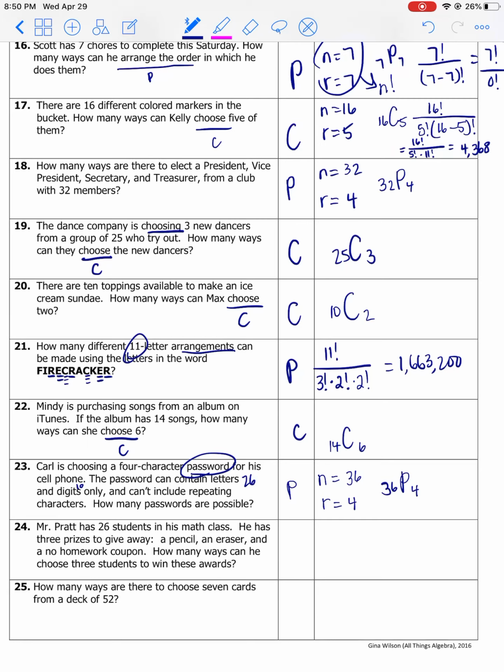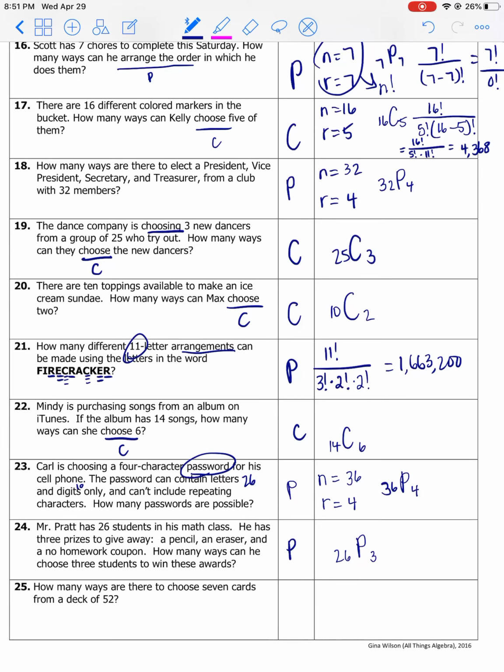But these 3 things are different. A pencil, an eraser, and a no homework coupon are very different things. And if you win the no homework coupon, I'm guessing you're not going to be happy if you're just randomly given the eraser. So it's specific. It's a permutation. N is 26, that's how many total students he has to choose from, and he is choosing 3.